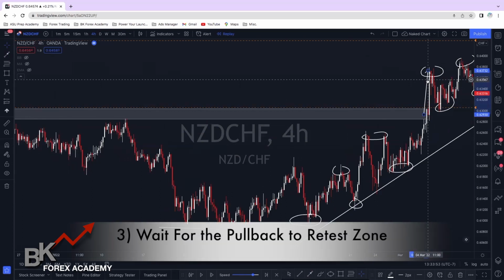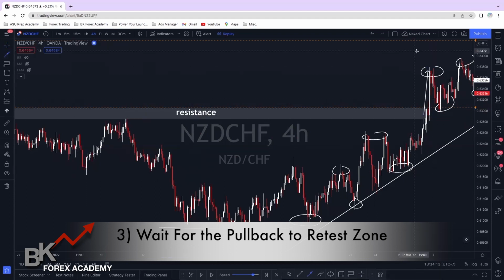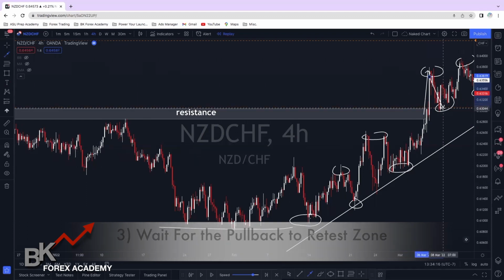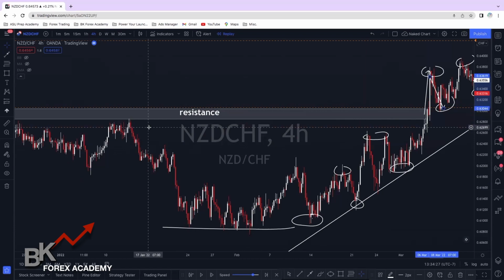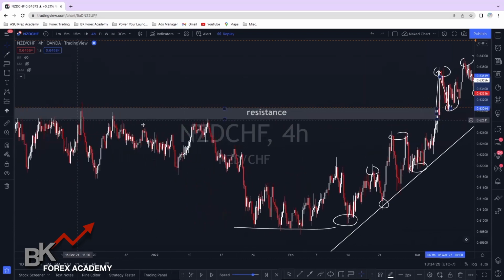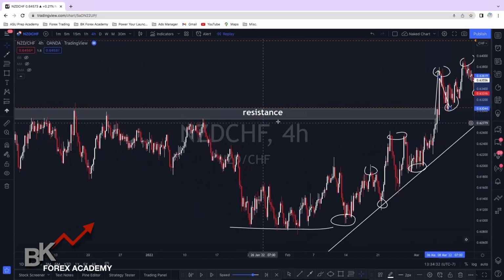Wait for the pullback to retest the zone. Okay, price pushes beyond this resistance area. And then guess what? Here is our pullback to retest. So remember, it doesn't matter if price is coming from above this area or from below this area. We know that this area is important to market makers because it retested multiple times in the past. So we always look in the past to determine the future.